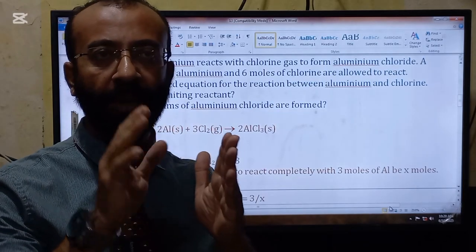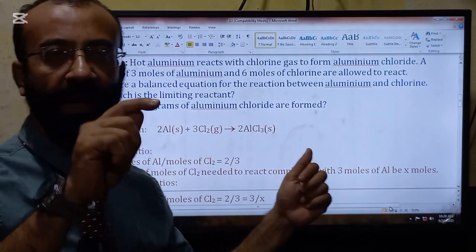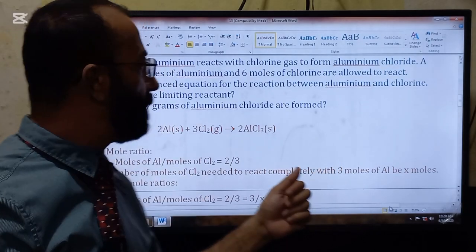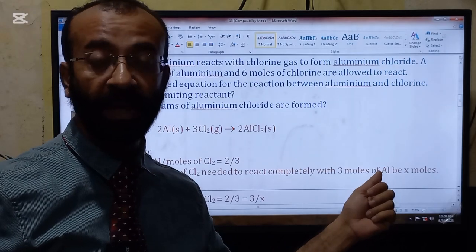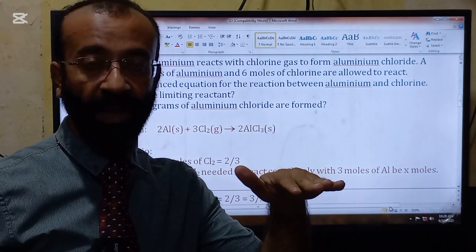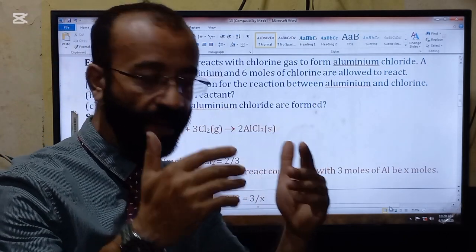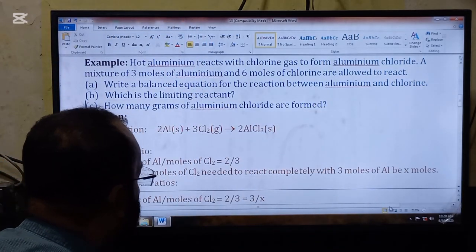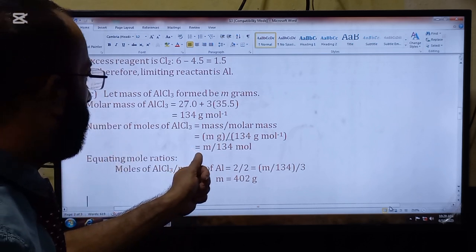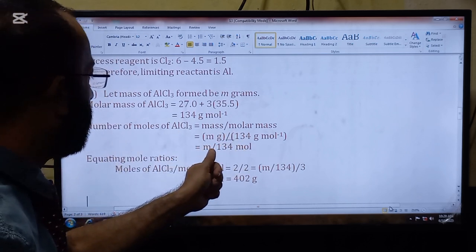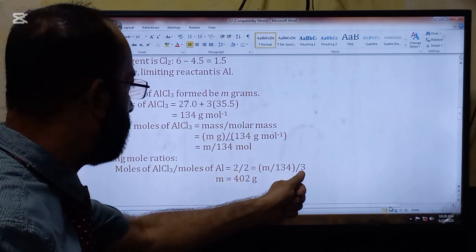Moles is equal to mass over molar mass. Because mass is the requirement, we will let the mass be m. The molar mass of AlCl3 we can find through the periodic table, and it will be put in the denominator, equal to 3, and from there m will be found. Look now, m over the molar mass of AlCl3, which is 134. So m over 134 will be equal to 3.